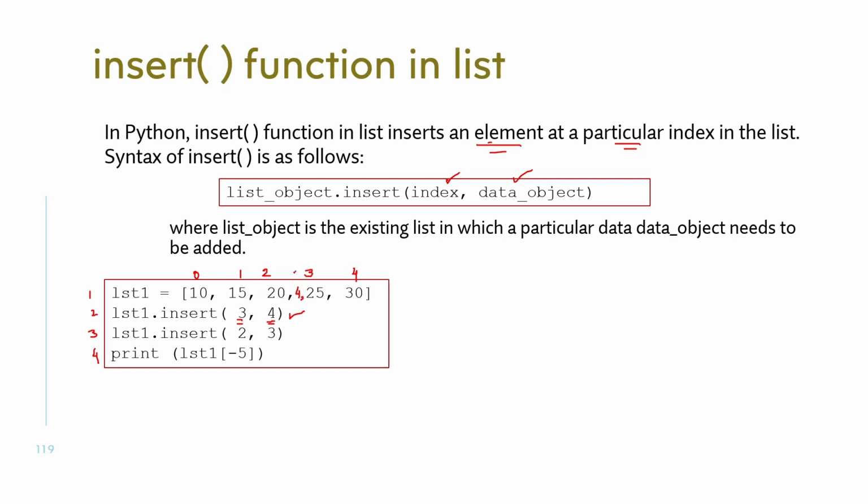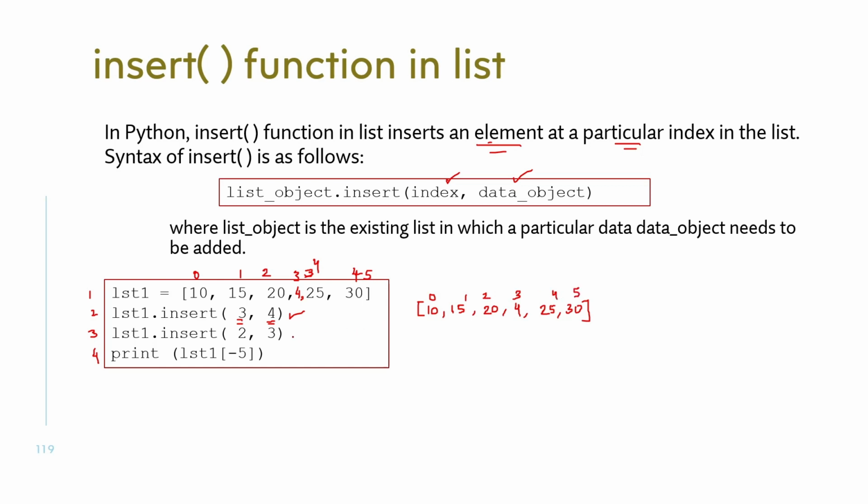Now what will happen is, this will become index number 3, this will become index number 4 and this will become index number 5. So after line number 2, the content of the list would be 10, 15, 20, 4, 25 and 30. Now the indexing will change, it would be 0, 1, 2, 3, 4 and 5.